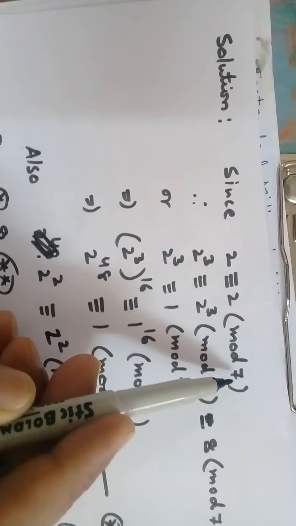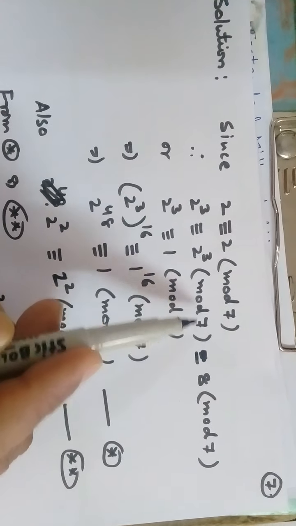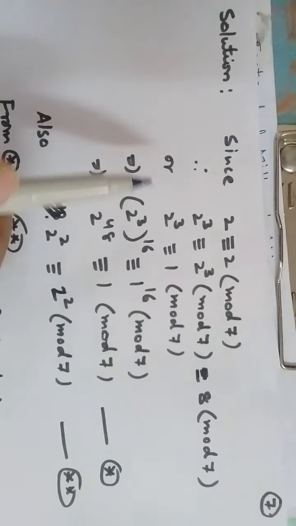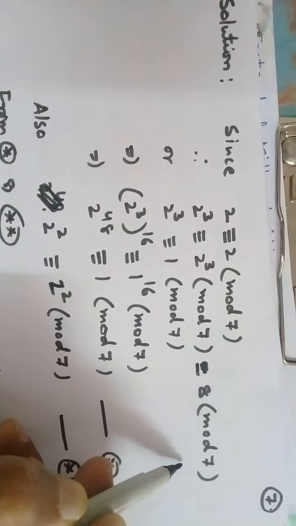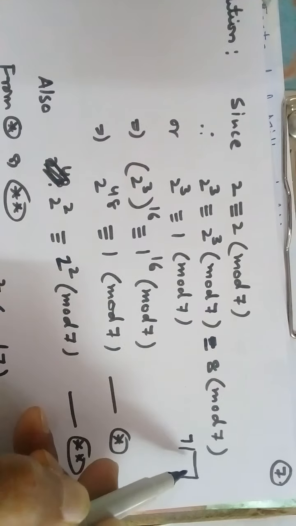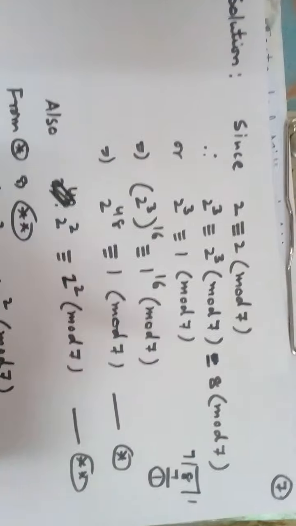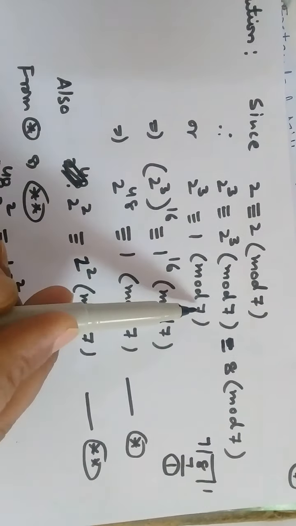Since 2 is congruent to 2 modulo 7, therefore 2 का cube is congruent to 2 का cube modulo 7. 2 का cube is equal to 8, and 8 when divided by 7 leaves remainder 1. So we can also write it as 2 की power 3 is congruent to 1 modulo 7.